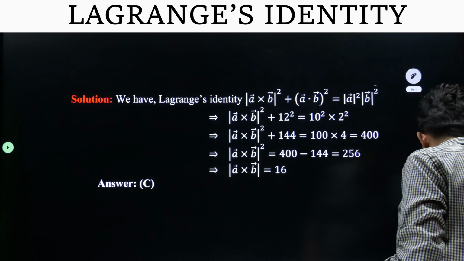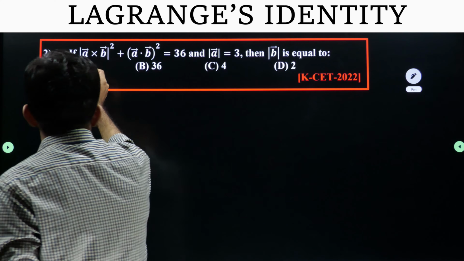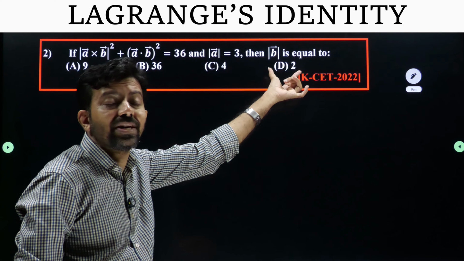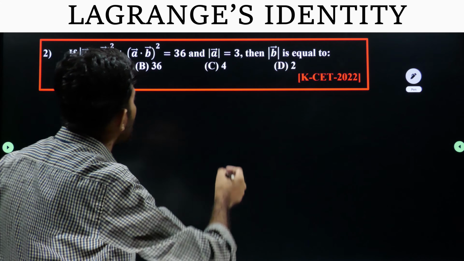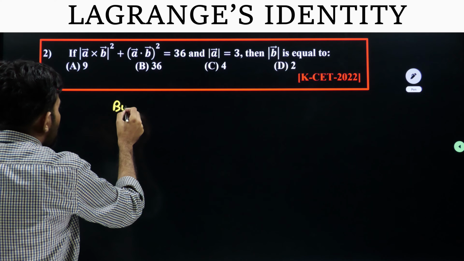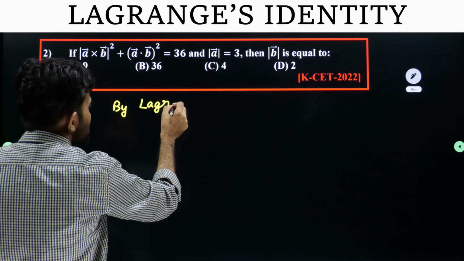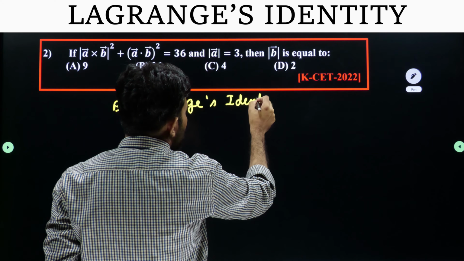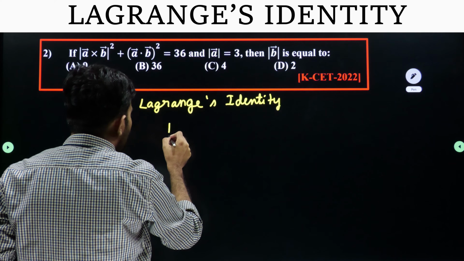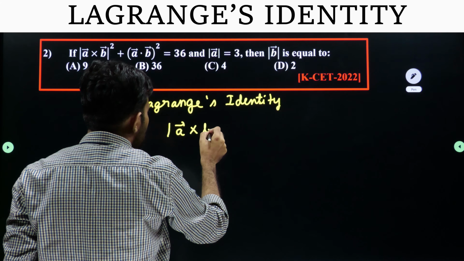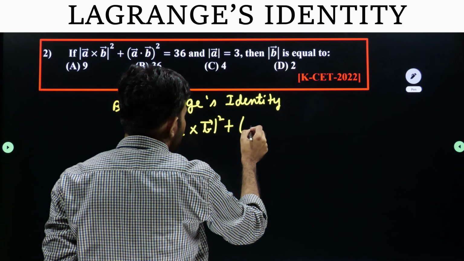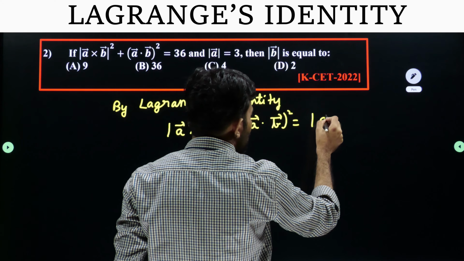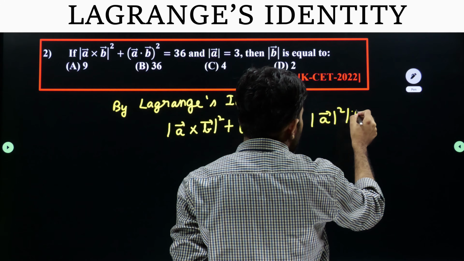This is a solution given to you. Question number 2. Magnitude of A cross B square plus A dot B square is equal to 36 and magnitude of vector A is 3. Want to find magnitude of vector B. Question asked in KCET 2022. By Lagrange's identity, we have magnitude of A cross B square plus A dot B square is equal to magnitude of vector A square into magnitude of vector B square.